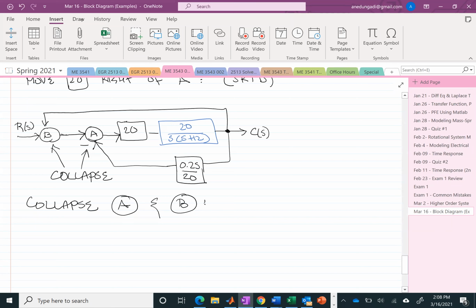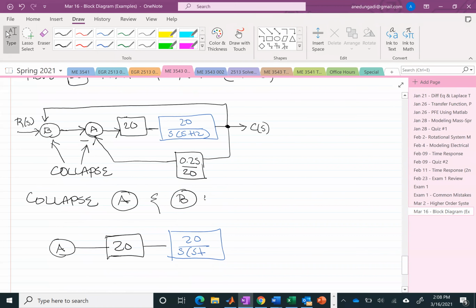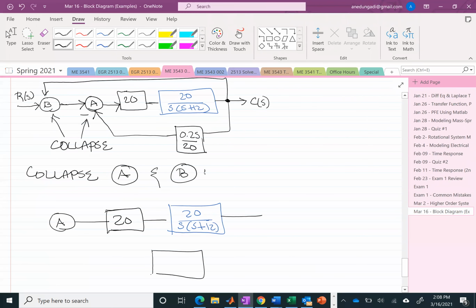Okay, so what do we have now? If we collapse A and B, then this is basically A. Then we have the 20 over s plus 12, and then we have the 0.2s divided by 20.